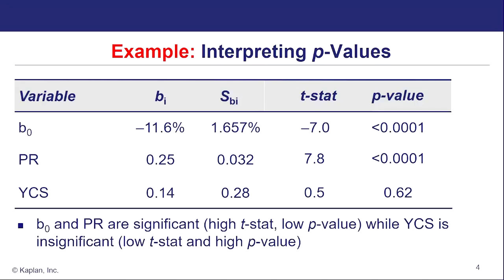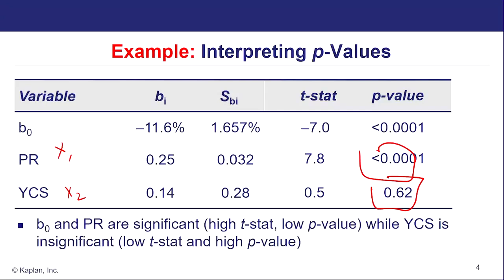So in this case, there are two x variables, x1 and x2. We call them PR and YCS. We'll see these labels in a little bit. Right now, this is just a regression output with two x variables, and the p-values that I want to focus on are in the last column. And for x1, the p-value is less than 0.0001.